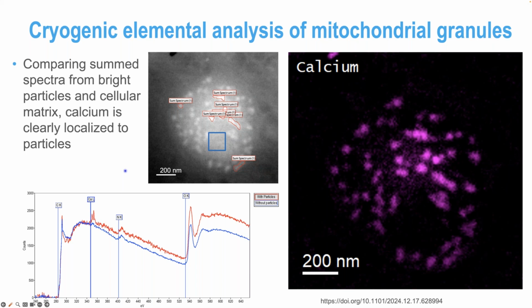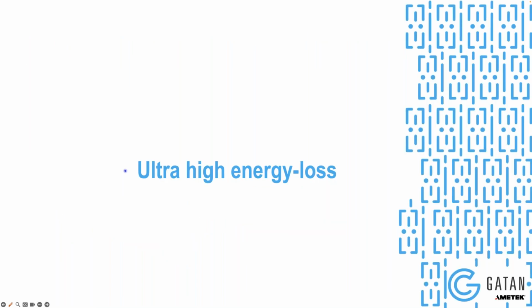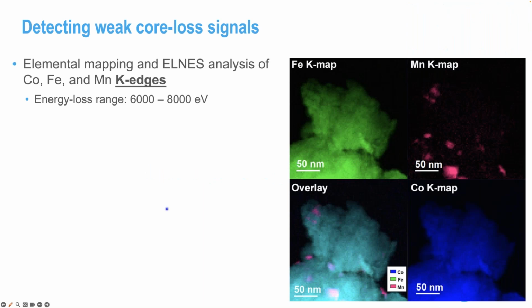So we have one more example, which is going to go in a completely different direction. Instead of low dose, we're going to move to something that is much higher dose, where the signal is very, very, very low. So ultra high energy loss. This example is something that my colleague Andrew Throne worked on a lot, I think, last year. And it's a really nice example of what can be done in the space of high energy loss EELS with counting cameras, detecting weak core loss signals.